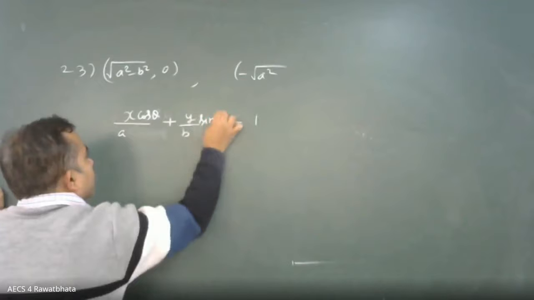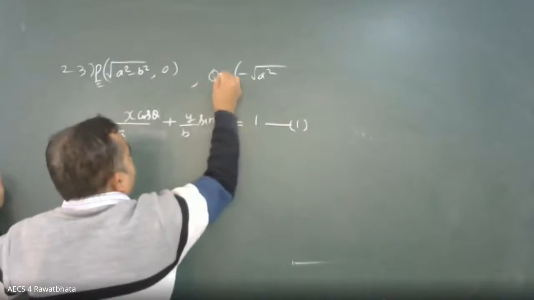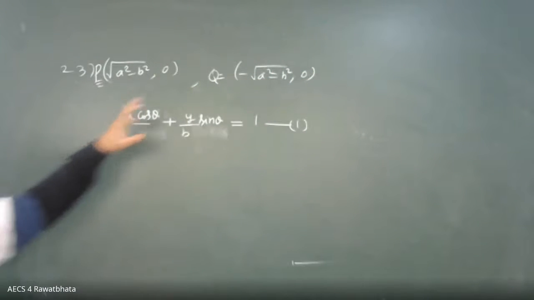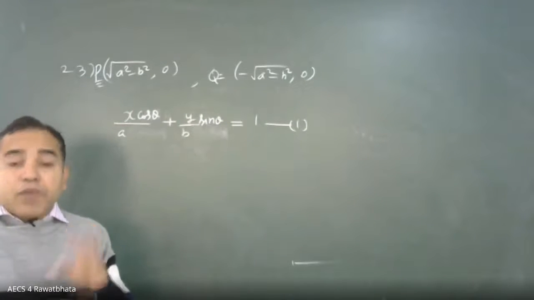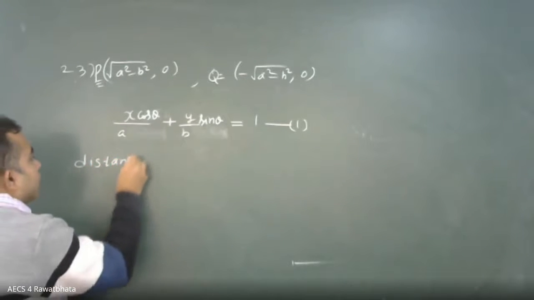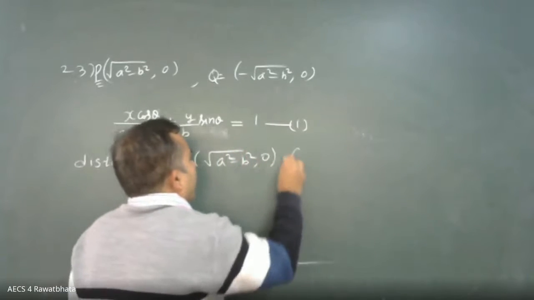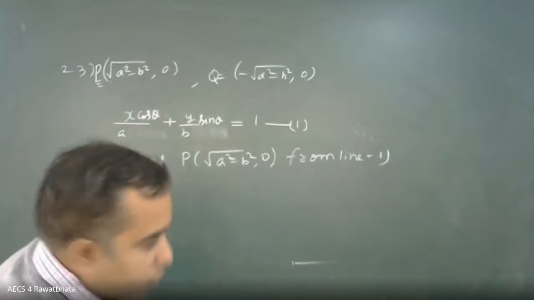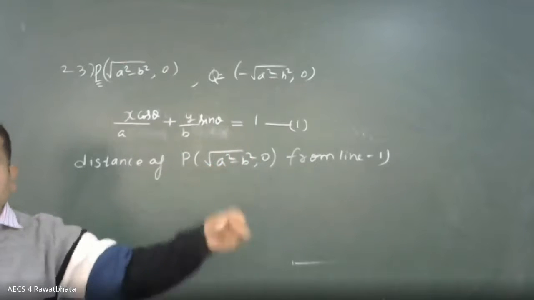Okay. So they are saying this is equation of line 1, and there are 2 points P and Q with these coordinates, and they are saying that find the distance of point P from this line, find the distance of point Q from this line, multiply them, and it is equal to b square. We have to prove that it is b square. So let us find the distance of P from line 1. Then similarly, distance from point Q to this line we'll find. We'll multiply them, and we have to prove that product is b square.